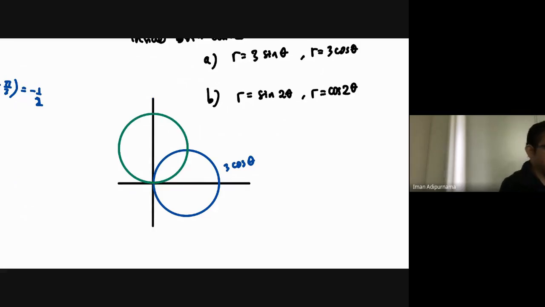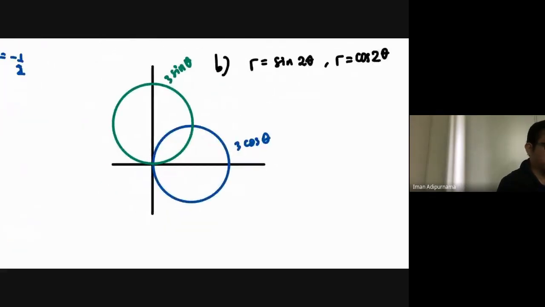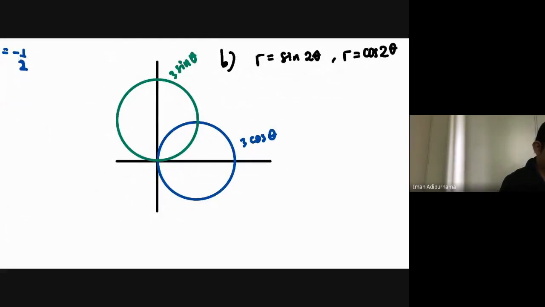And again, we need to solve this, or we need to think in a polar mindset. So the question is asking the area inside both curves. So the inside will be this curve. And let me make a separation here. You will see that because the two circles have the same size, the diameter is the same, so this area inside will be symmetrical.